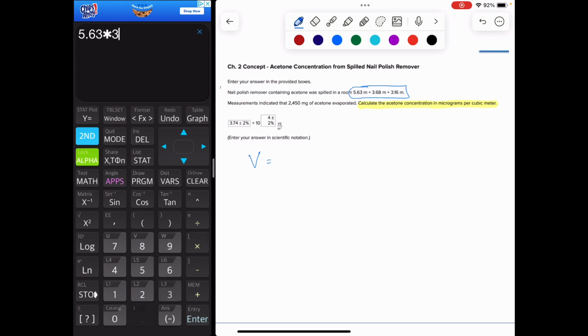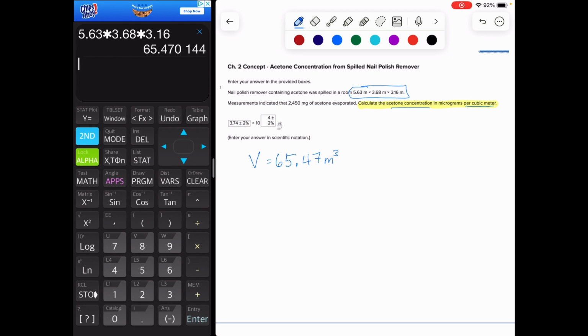5.63 times 3.68 times 3.16. That volume is 65.47 cubic meters. That's more significant figures than we need here, but I'm going to go ahead and keep them because I'm in the middle of calculating a problem, and that's just good practice. So that's our per cubic meter.